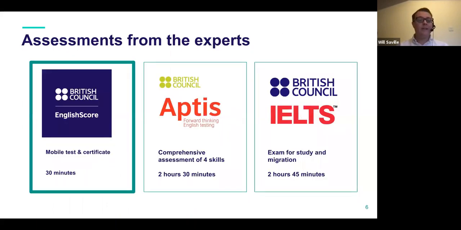As Colm mentioned, the British Council offers a range of English language assessments. Many of you will be familiar with IELTS, the exam for migration and study purposes, which takes around 2 hours and 45 minutes to take. There's also ACTIS, which is a comprehensive assessment of 4 skills, taking around 2 hours and 30 minutes. And then there's also EnglishScore, which is the mobile test and certificate, and can be sat in around 30 minutes.